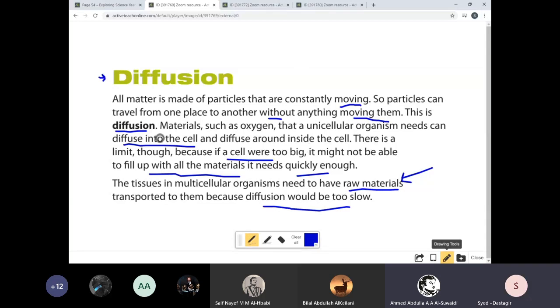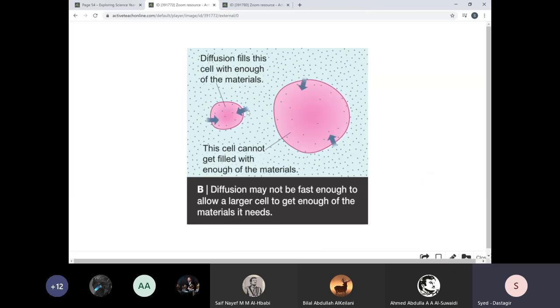So that's diffusion. Diffusion just means the movement of particles without energy. Here's a picture that shows diffusion. Diffusion fills the cell with enough raw materials. It's just the movement of particles from a high amount to a low amount. Now this large substance, look, the cell cannot get filled with enough raw materials. Why? It's too big, as you can see. Make sense? Good.